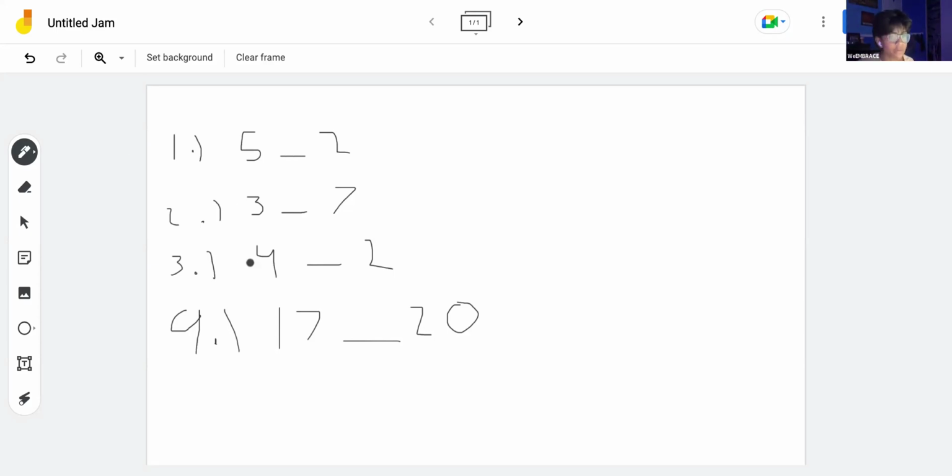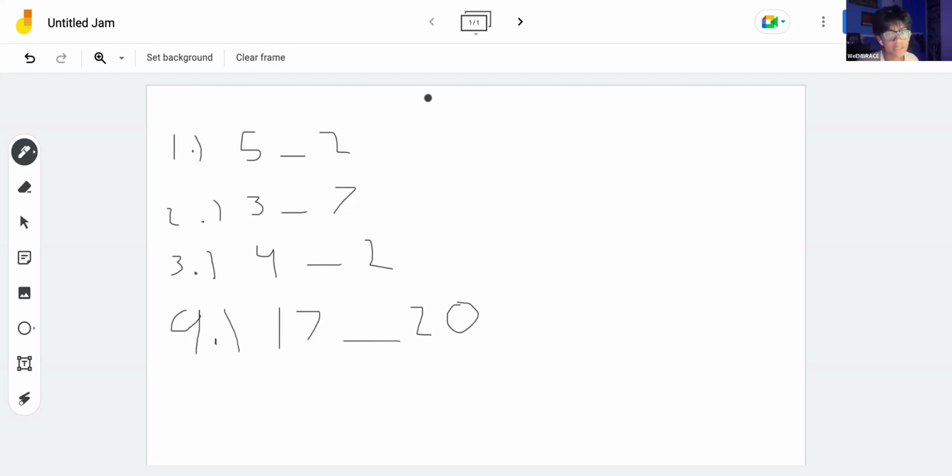So, what'd you get for number 1, Elva? 3. Yeah, 5 take away 2 is 3. So what I think you're thinking here is that this is not a subtraction sign. It's just like a blank sign. So what sign would we put here? Would it be less than or greater than? Greater than. Yes, 5 is greater than 2.